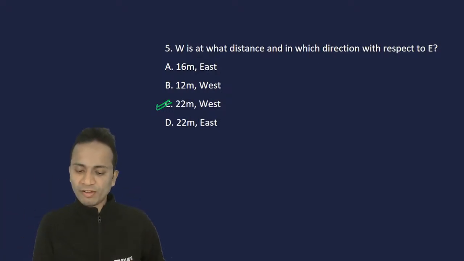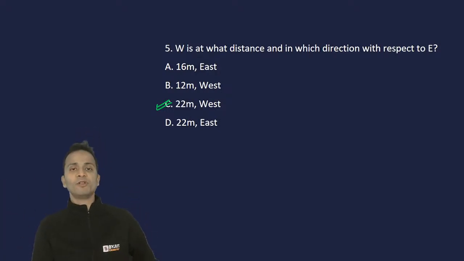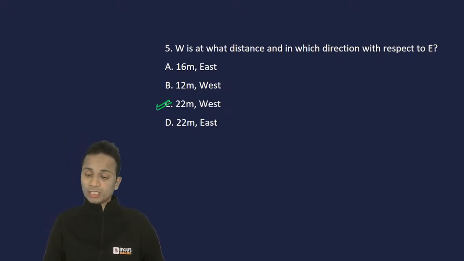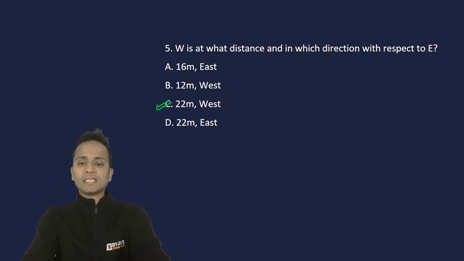And yes, all of you have given a correct answer. Wonderful. So option C, 22 meters and west, is the correct answer. That was question number 5. Let's move on to look at the next set of questions. This is a set having 5 questions.